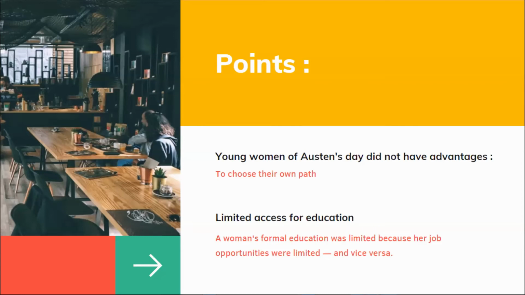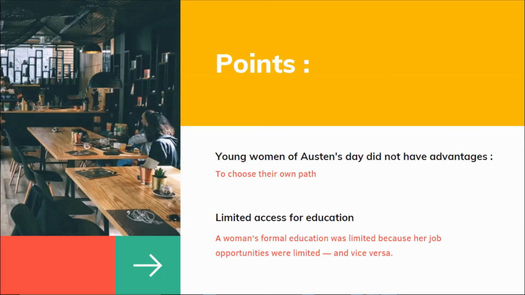Young women of Austen's day did not have this advantage. Although the daughters of the middle and upper class could be sent to school, their education there consisted more of becoming accomplished than of expanding their academic knowledge. And a woman's formal education was limited also because her job opportunities were limited, and vice versa. Society could not conceive of a woman entering a profession such as medicine or the law, and therefore did not offer her the chance to do so.